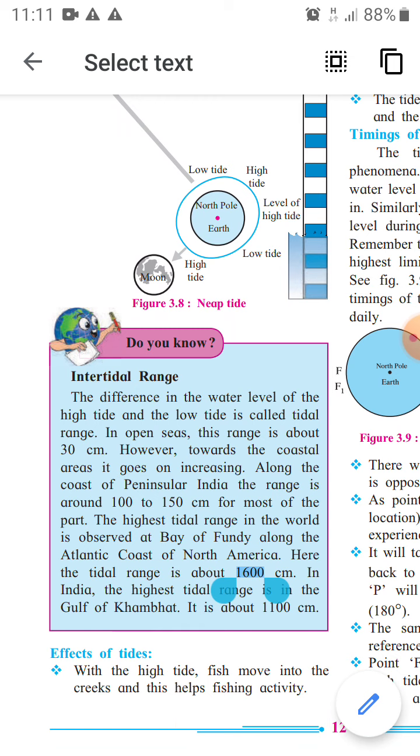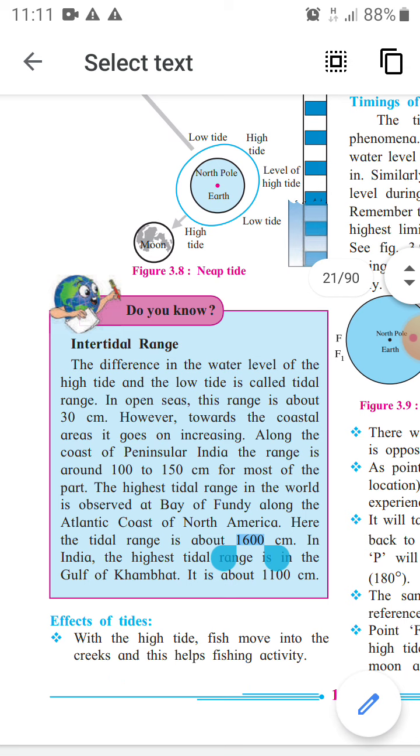The highest tidal range in the world is observed at the Bay of Fundy along the Atlantic coast of North America. Here the tidal range is about 1600 centimeters. In India, the highest tidal range is in the Gulf of Khambhat, and it is about 1100 centimeters. Okay, this is extra information given for you.